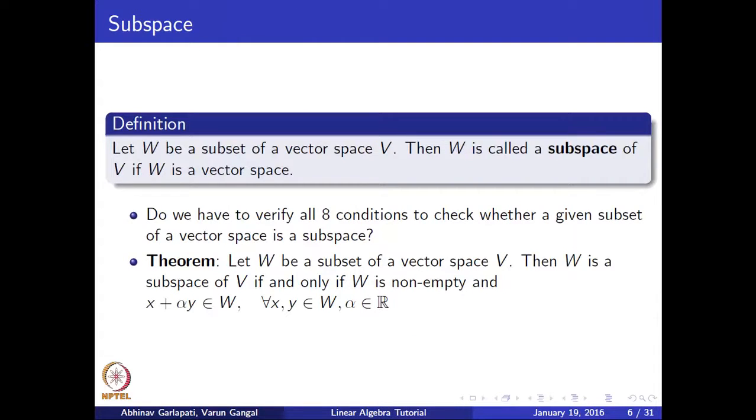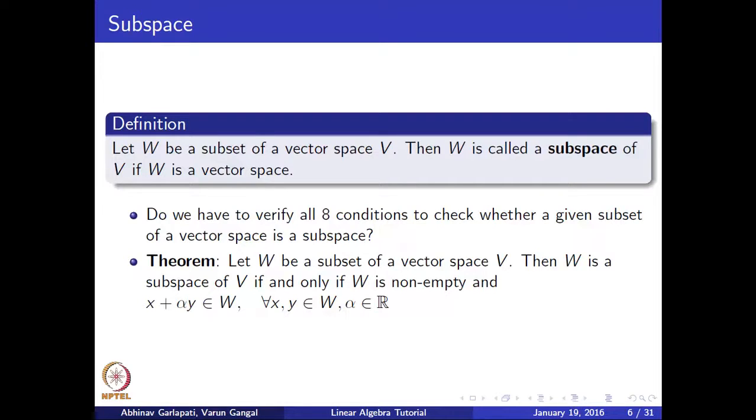A second related definition is that of a subspace. A subset W of a vector space V is said to be a subspace if W is a vector space. Now this means that W should be closed under vector addition and scalar multiplication. It should also satisfy the 8 axioms we stated earlier.